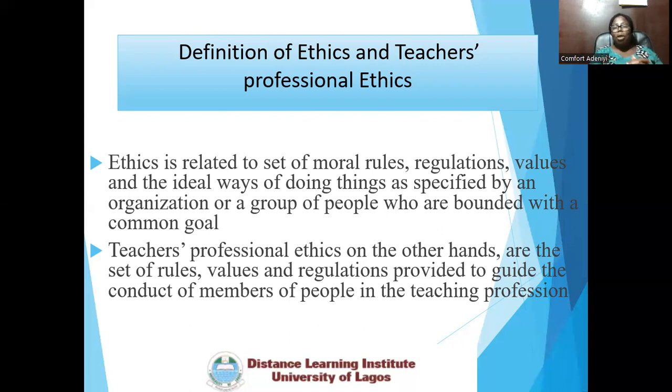Now, having known the definition of ethics, what then is teacher professional ethics? Teacher professional ethics, on the other hand, is a set of rules, values, and regulations provided to guide the conduct of members of the teaching profession. That is, these are the moral rules or professional rules that have been laid down for people in the teaching profession to follow, for them to be considered as professional teachers.